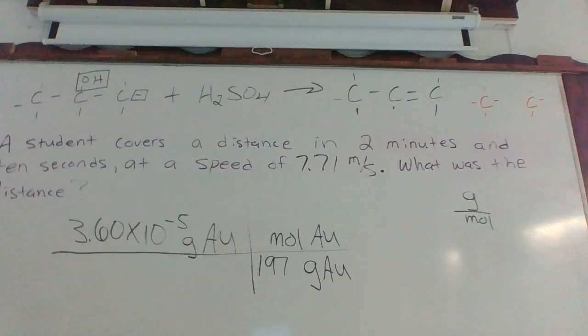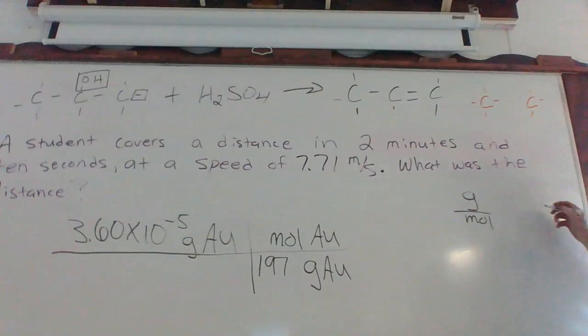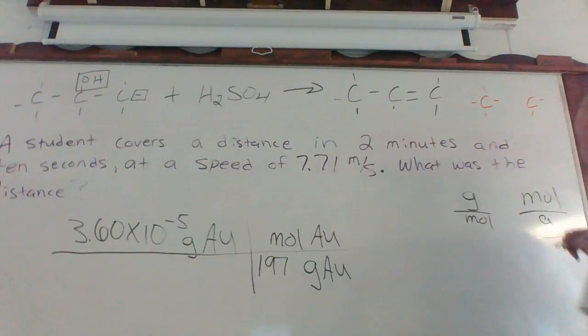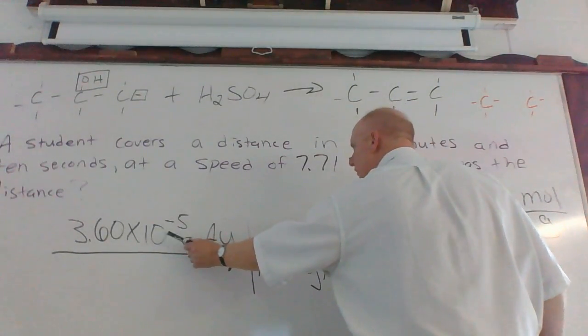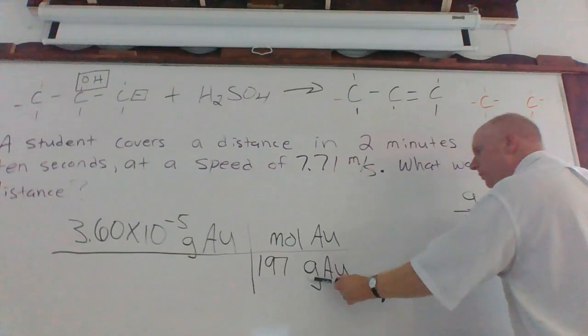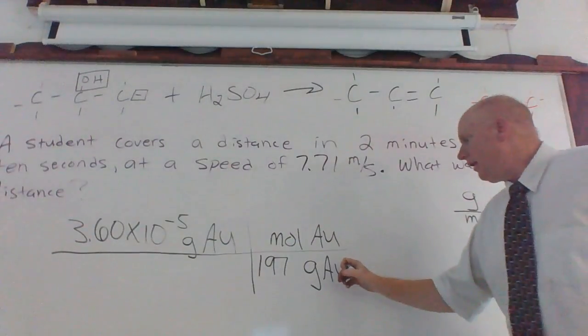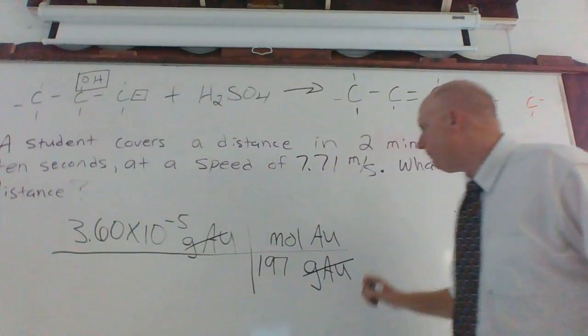Okay? Notice we do not use grams per mole. We use what instead? Moles per gram. Okay? So since we have a mass at 3.60, we want the grams of gold to be on the bottom, therefore giving us the number of moles. The grams have canceled. Okay.